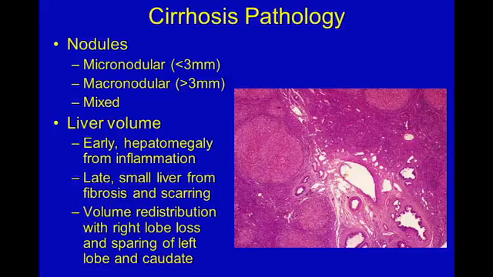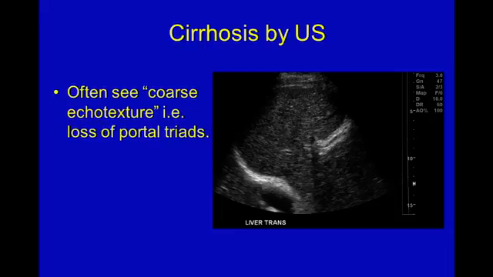But as I said, unfortunately, except for elastography, we really have no way to detect pathology until we get to cirrhosis. And so what we see on most imaging is the end stage of disease, which are the nodules, either small nodules under 3 millimeters or larger nodules that are greater than 3 millimeters. And early on, the liver will swell because of the inflammation. You'll get hepatomegaly. Later on, the liver will scar and become small and fibrotic. And in general, the right lobe scars first, and the left lobe and the caudate lobe are spared.